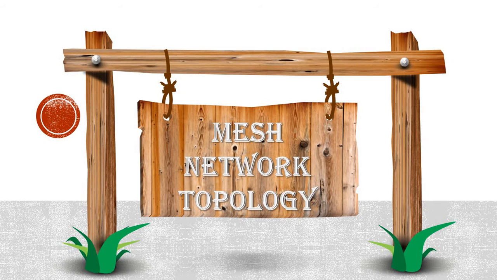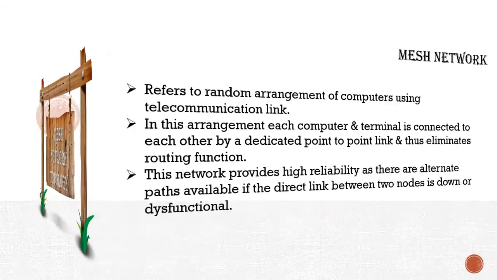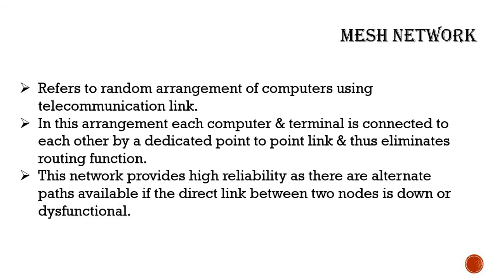First one is the mesh network topology. It refers to a random arrangement of computers using telecommunication links. In this arrangement, each computer and terminal is connected to each other by dedicated point-to-point links and thus eliminates the routing function. This network provides high reliability as there are alternate paths available if the direct link between two nodes is down or non-functional.